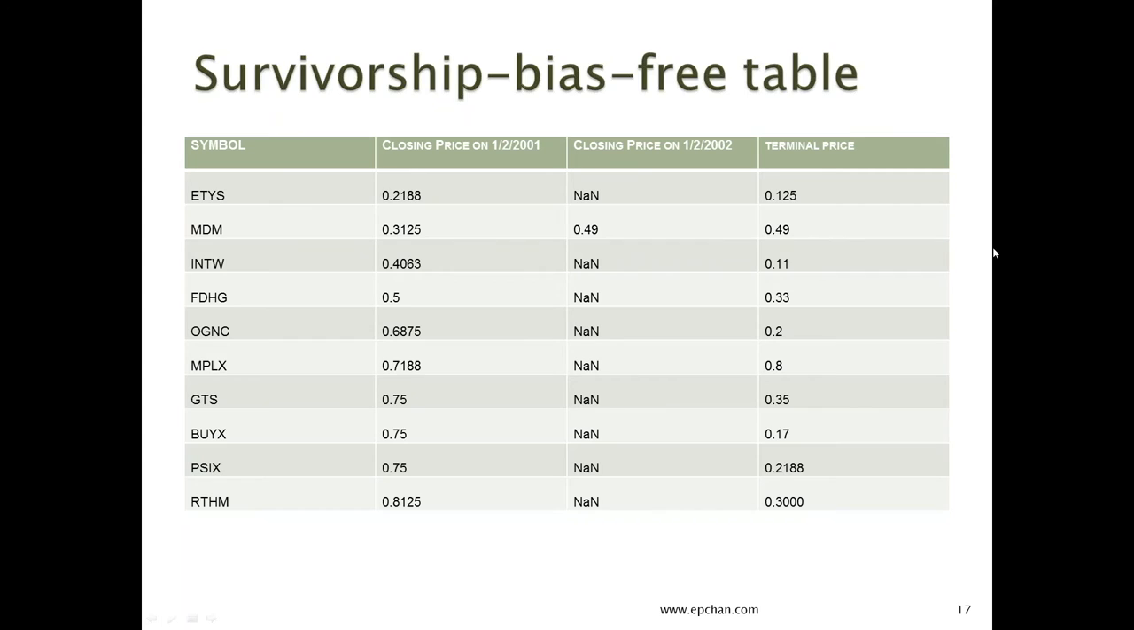Okay, so let's look at the price at the end of that year or the beginning of the next year. You will see that most of these prices have disappeared, NaN, not a number, except for MDM at 0.49. What happened to all these stocks that are so cheap? What happened one year later? Well, it turns out that all of them disappeared. They have been delisted, gone bankrupt, or whatnot.